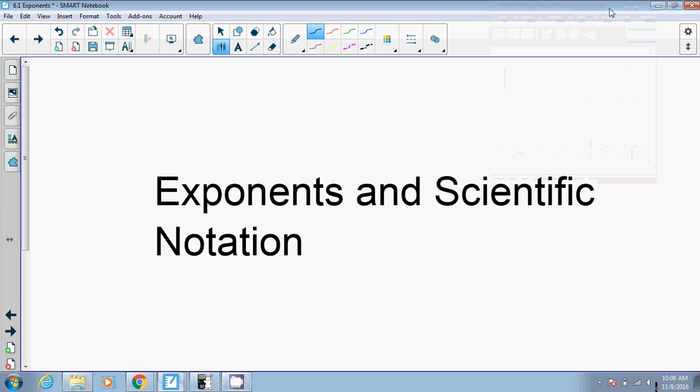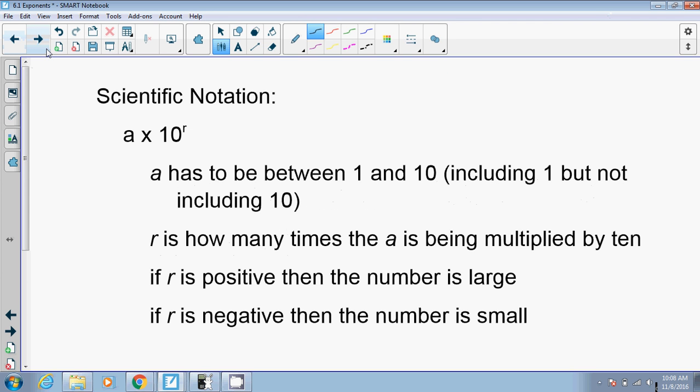This video is over exponents in scientific notation. So we're now going to transition to scientific notation and what it is. Scientific notation takes the form a times 10 to the r power. The a in the scientific notation has to be between 1 and 10. A can be 1, but it cannot be 10. So it has to be anything pretty much less than 10, but greater than or equal to 1.